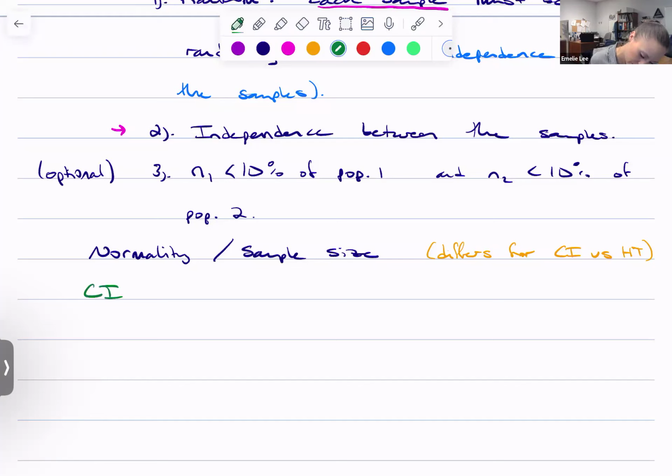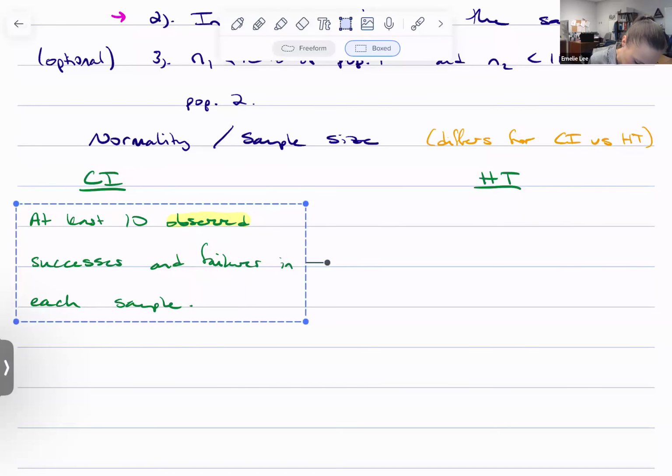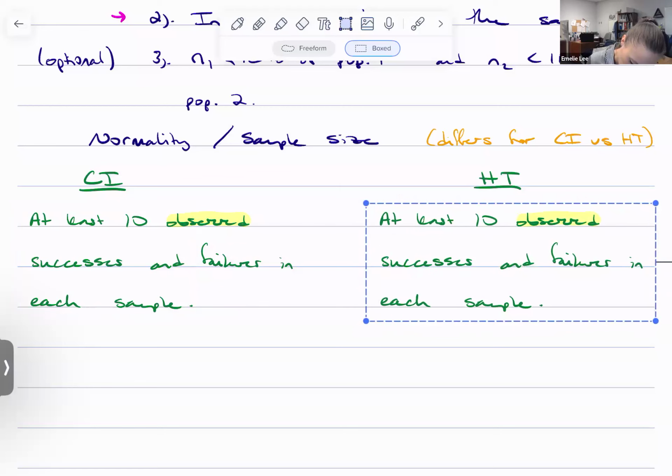Let's start with the confidence interval, and I'll do the hypothesis test, and I'll do them side by side. For the confidence interval, I still need at least 10 observed successes and failures in each sample. So at least 10 observed, and I'll highlight that, successes and failures in each sample. And what I'm going to do is copy this, and change the observed to expected.